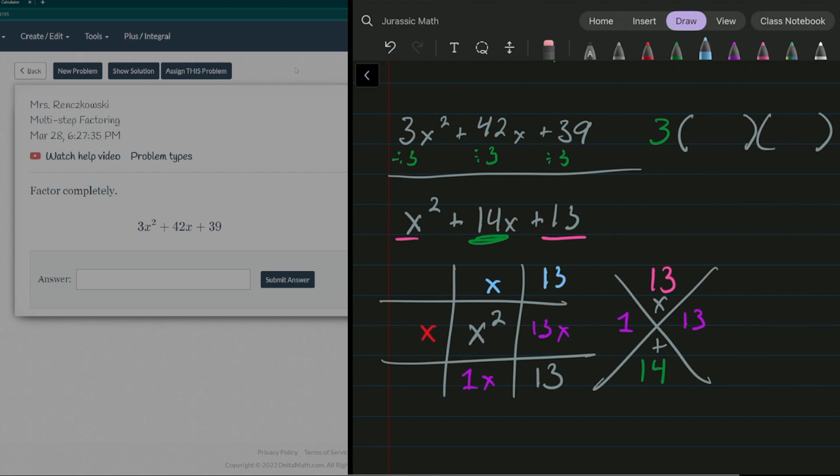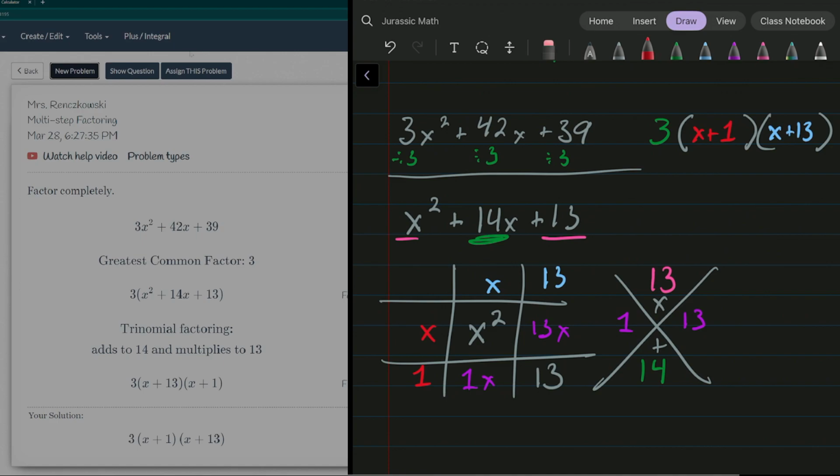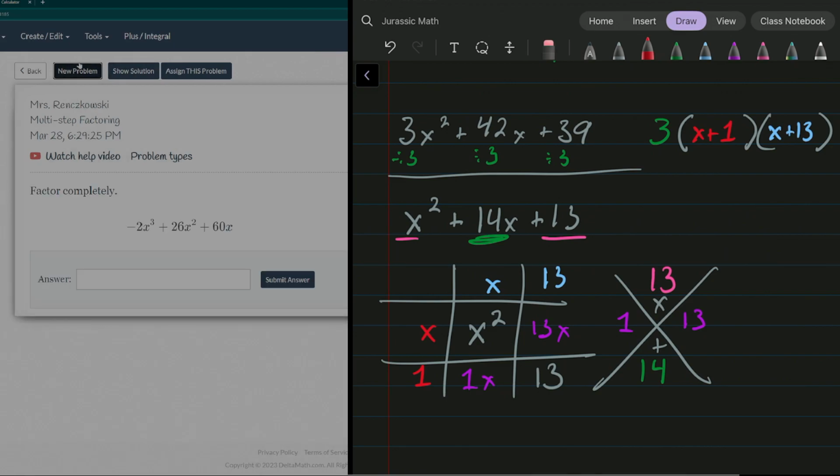These both have a 13 in common, so that's half of my answer, x plus 13. And the other one has a 1 in common, x plus 1. So now that I have that, I can go into Delta Math, type in x plus 1, close, open, x plus 13. Submit. And there we go. Let's do another one.